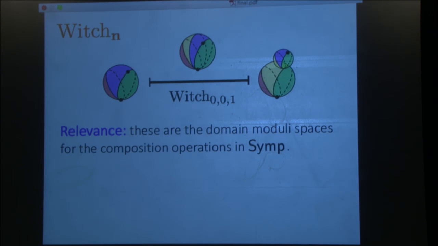Now, the relevance of these things, the kind of structure you get by looking at operations with this as the domain moduli space, is that these are giving rise to the composition operations in Simp, this symplectic A infinity 2 category.